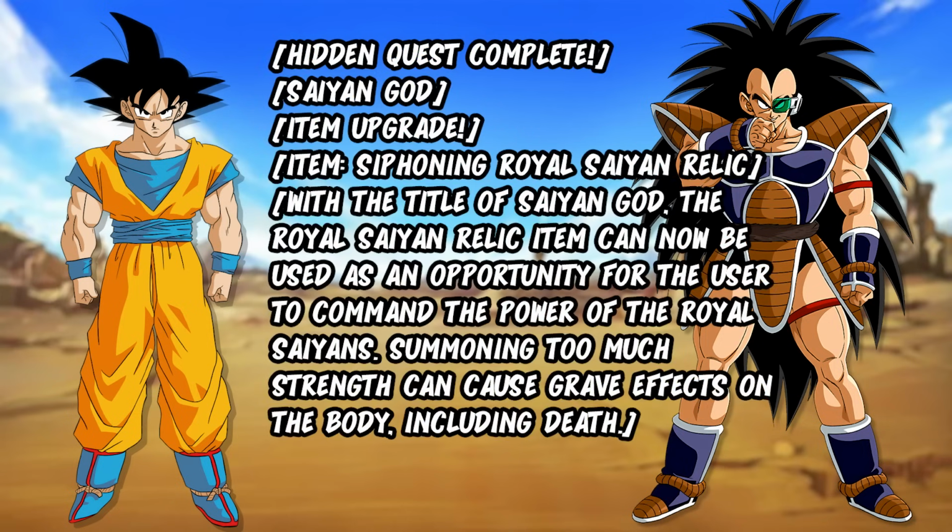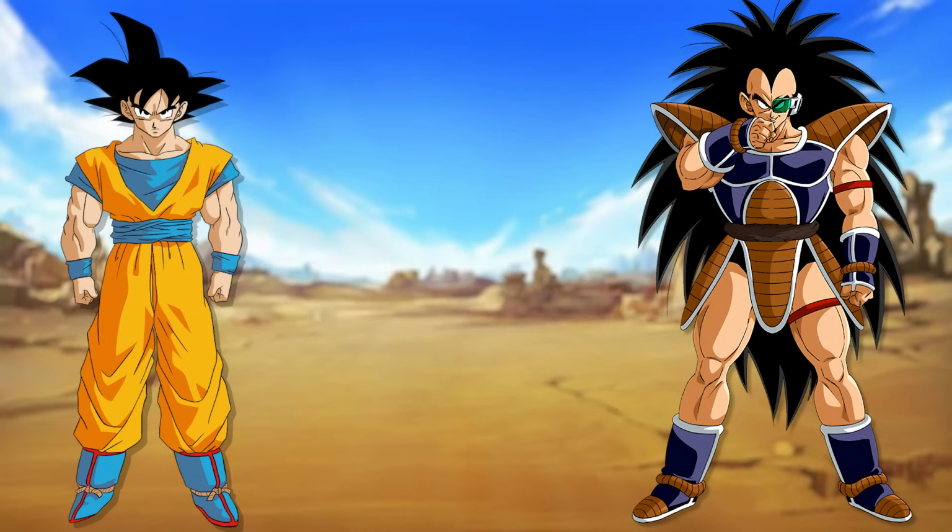"Hidden quest complete: Saiyan God. Item upgrade: Item, siphoning Royal Saiyan relic. With the title of Saiyan God, the Royal Saiyan relic item can now be used as an opportunity for the user to command the power of the Royal Saiyan. Summoning too much strength can cause grave effects on the body, including death." "How could I actually use this? Surely the Royal Saiyans will be too weak to add to my power." "The addition of power from this item is not a mere addition but amplifies and multiplies the user's own strength."